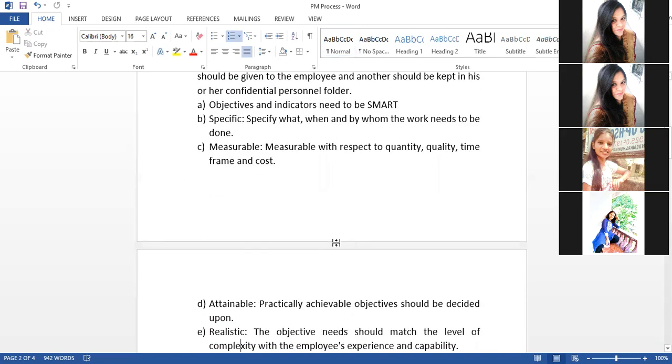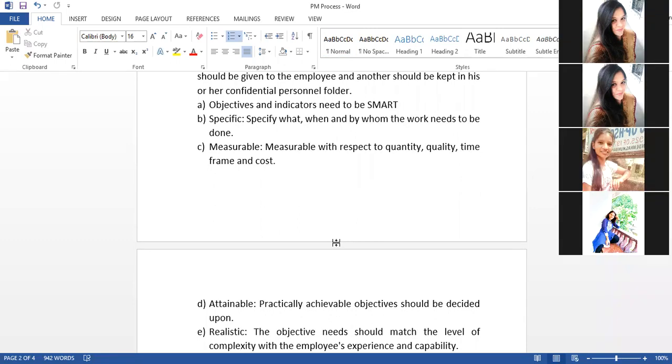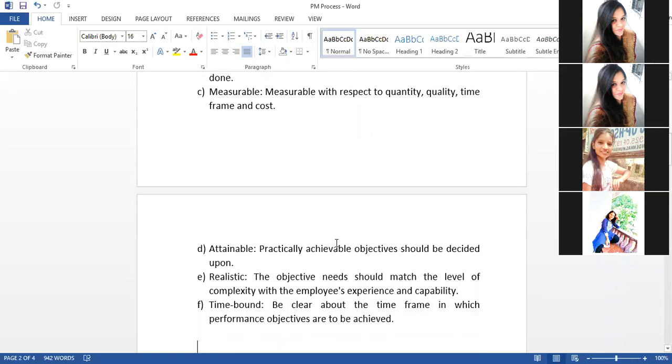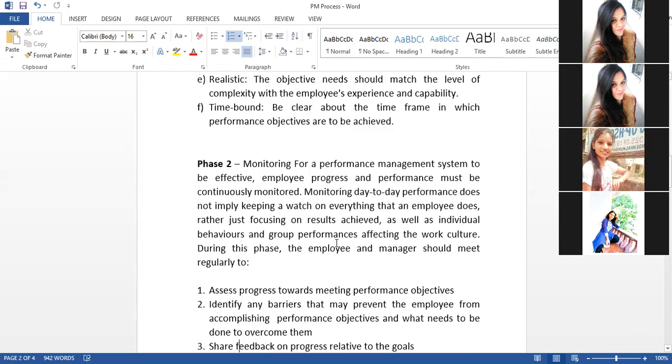The objectives or the indicators, of course, need to be very smart: specific, giving all the answers to what, how, when, whom. Measurable, so that you understand how much output each employee is giving in the project in terms of quantity, quality, cost, and time frame. Keep it attainable so that your employees can achieve it easily. Keep it very practical with the available resources. Realistic, very important. Do not expect something rocket science from your employees. They are there to achieve the organization's objectives. So keep it realistic. And lastly, time bound.